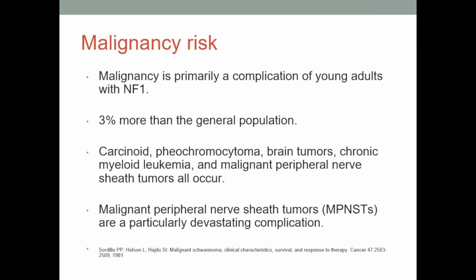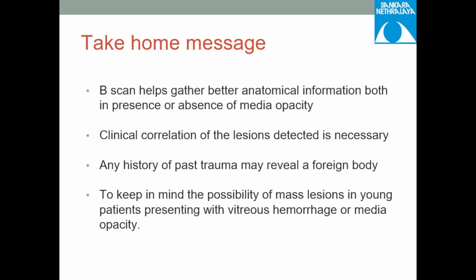So in such cases, there's a risk of malignancy, especially if it is a young patient. The risk is 3% more than the general population. And we should always screen the patients for carcinoids, pheochromocytomas, brain tumors, chronic myeloid leukemia, and malignant peripheral nerve sheath tumors. Malignant peripheral nerve sheath tumors particularly have devastating complications. So we need to tell this to the patient and to review with the systemic physician as well.